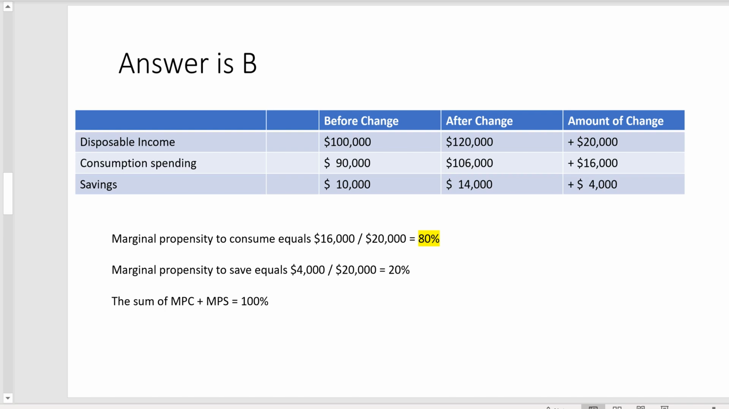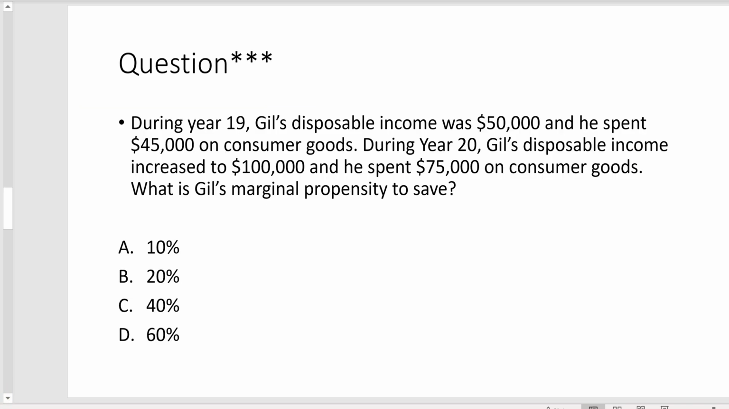If they would have asked for the marginal propensity to save, it would be the $4,000 change in savings divided by the change in disposable income. 20% would be the marginal propensity to save, but they didn't ask for that. All right, let's try this one.